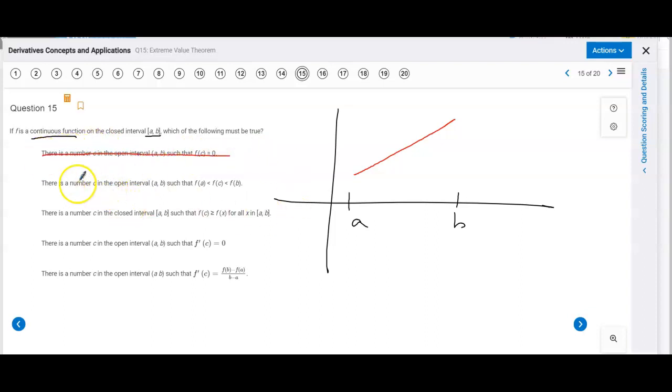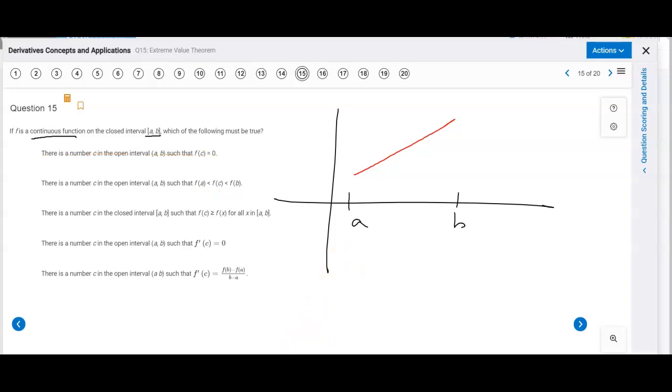Let's take a look at another one. This one says, there is a number c on the open interval where f of a is less than f of c, which is less than f of b. In other words, this point is the lowest, this one's the highest, and this one's somewhere in between. Well, the way I've drawn it, it seems to be true. f of a is down here, f of b is up here, and then f of c would be somewhere in the middle. So yeah, that seems to work, right? But I didn't have to draw it like that, right?